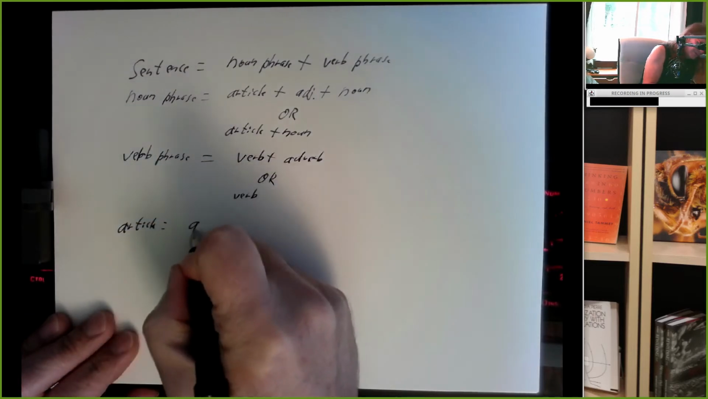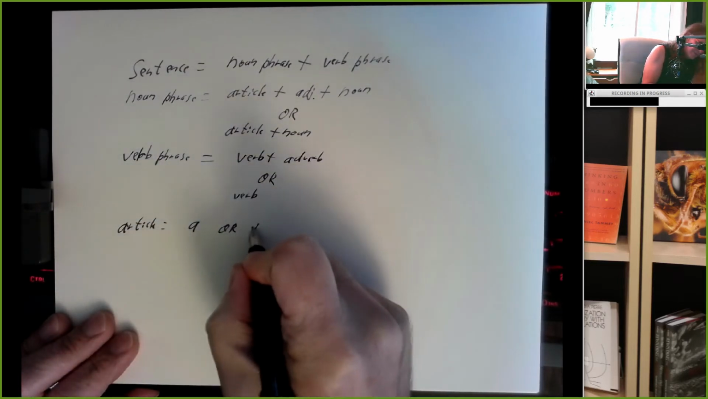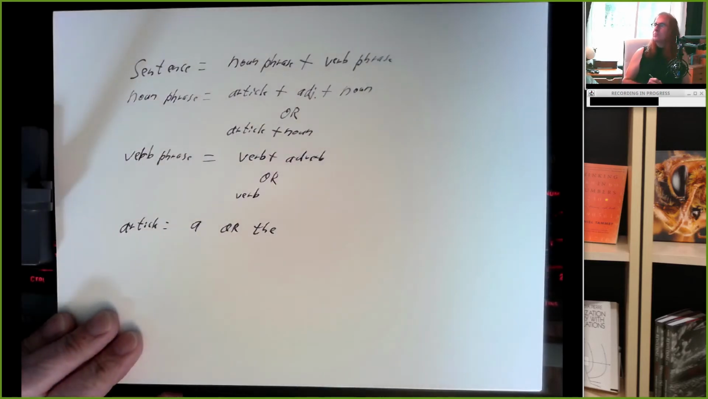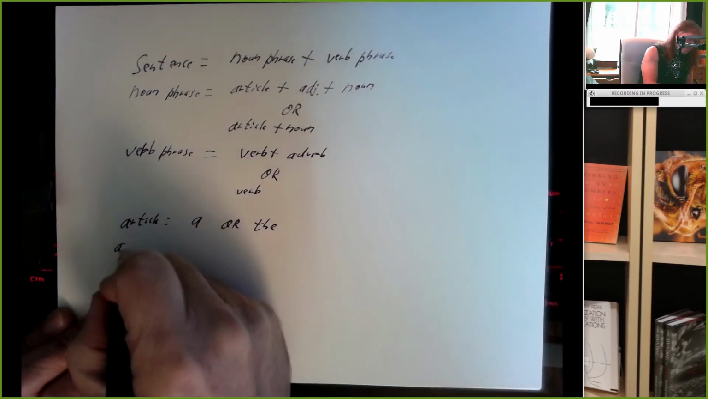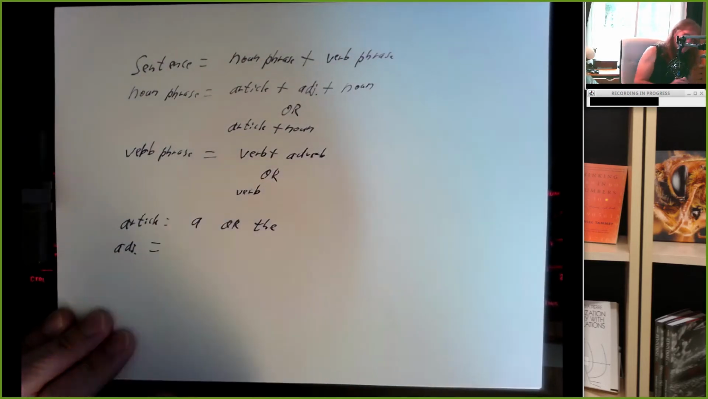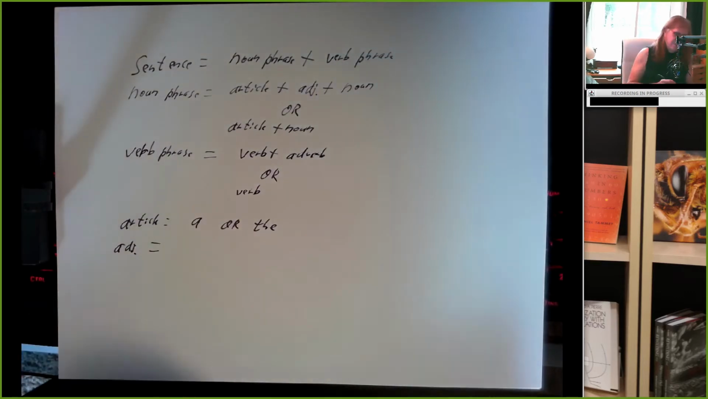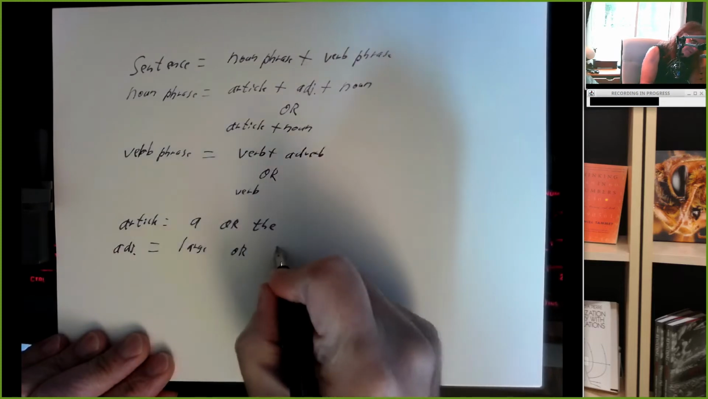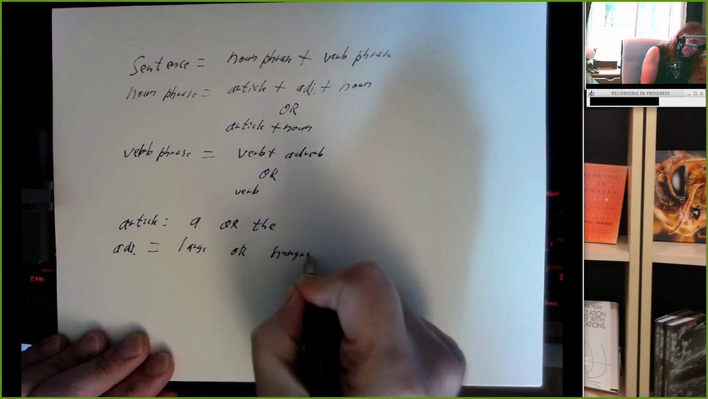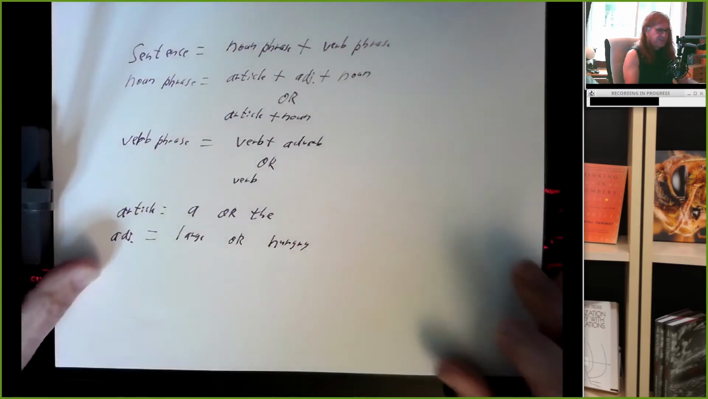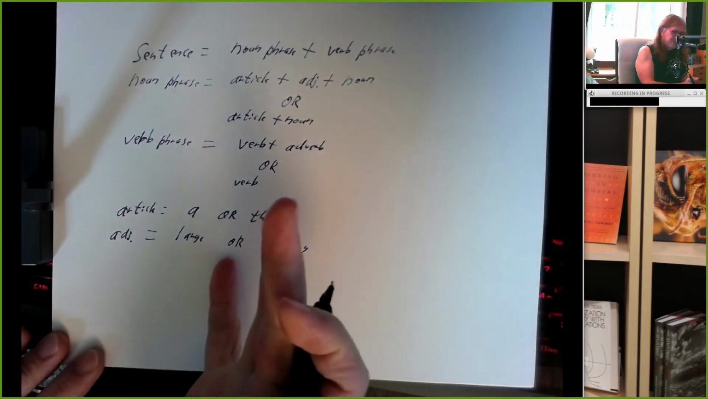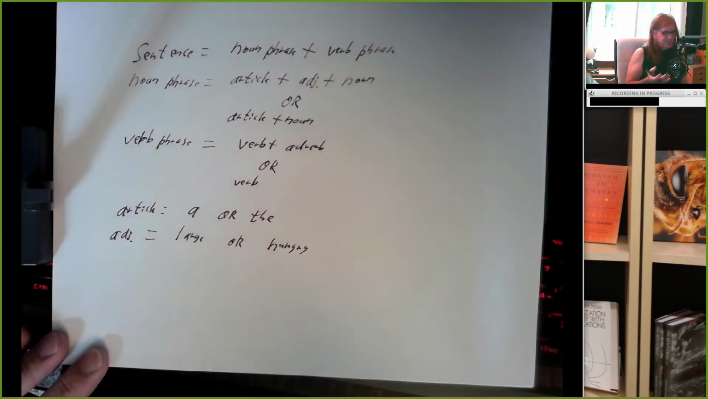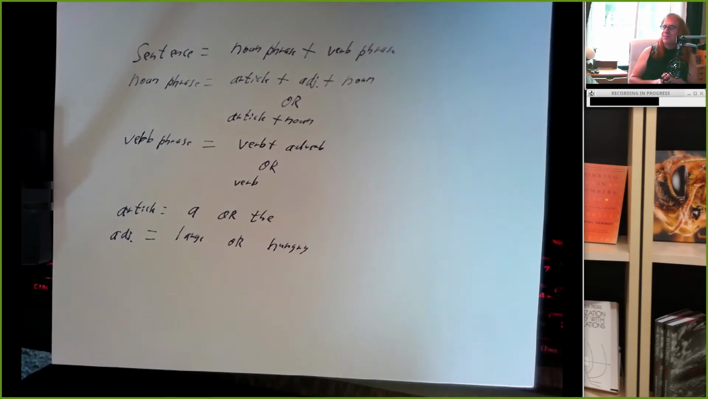An article is a or the. An adjective is going to be large or hungry. And you know, this is the problem with English. I'm using "or" as an operator here, but "or" could also be some other part of speech.